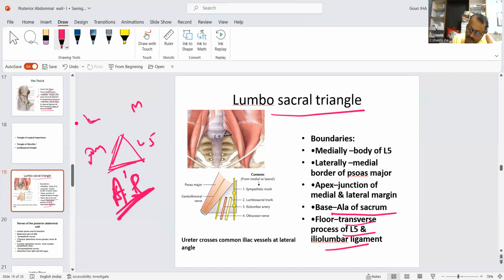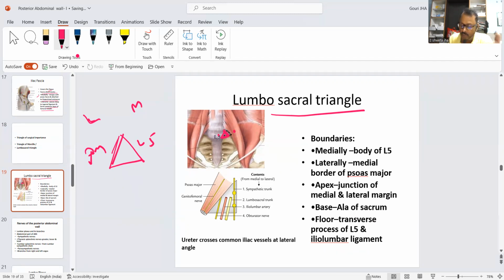So we could draw the triangle over here in this way. See, this is the L5 vertebra. And this one is the psoas muscle. So we have one structure over here and one structure over here. The two are meeting each other, and then we have the ala of the sacrum. In this way we form the triangle, and this triangle is known as the lumbosacral triangle.